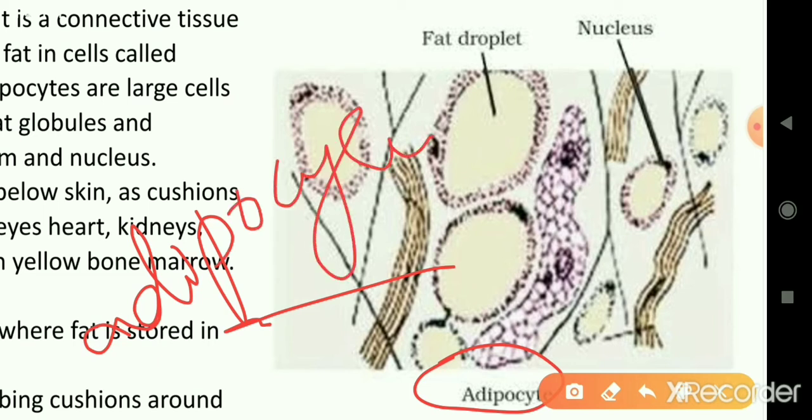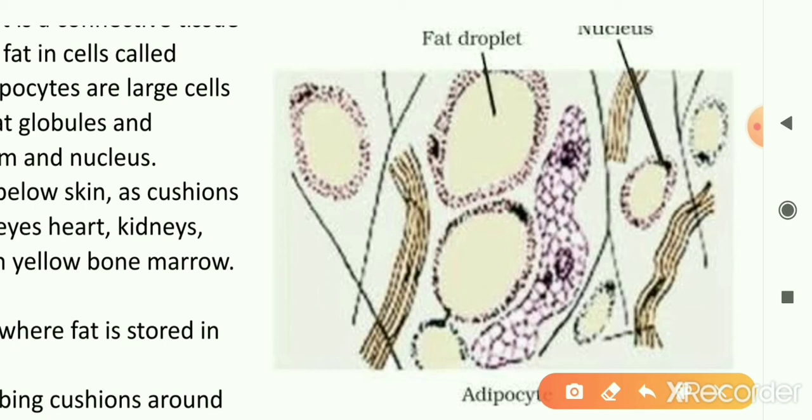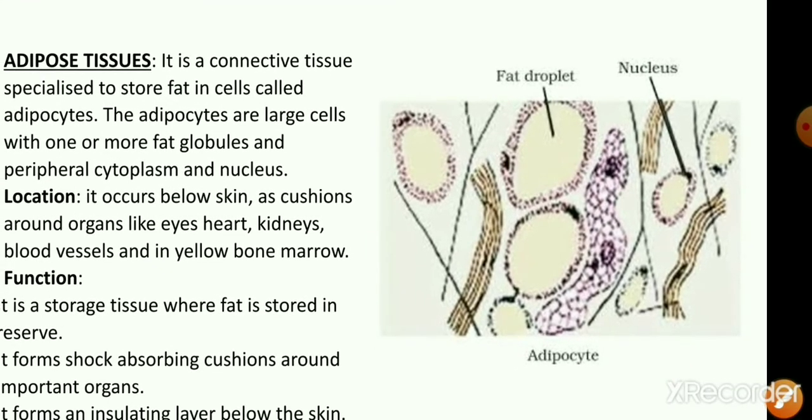Each of these adipocytes has a central large fat droplet, generally one or two. The large fat droplet or globule is present in the center, with the cytoplasm and nucleus present towards the periphery. So these fat droplets store the fat, right? And thus the adipose tissue is a storehouse of energy because it stores a huge amount of fat.